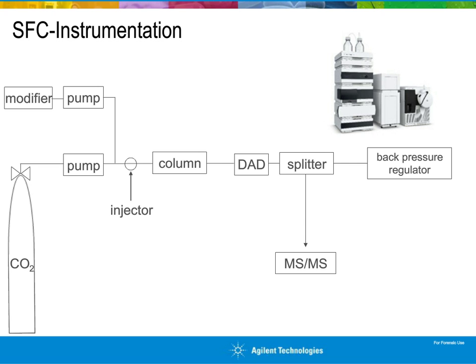This is what I did. There is a splitter after the column that allows us to split a portion of the flow into the mass spectrometer. In order to help the ionization in the mass spec, we add another pump, which delivers a makeup flow. That's also one of the beauties of that combination: you are completely free in the makeup to choose a condition that enhances the ionization and therefore the sensitivity of the analytes you are looking at.